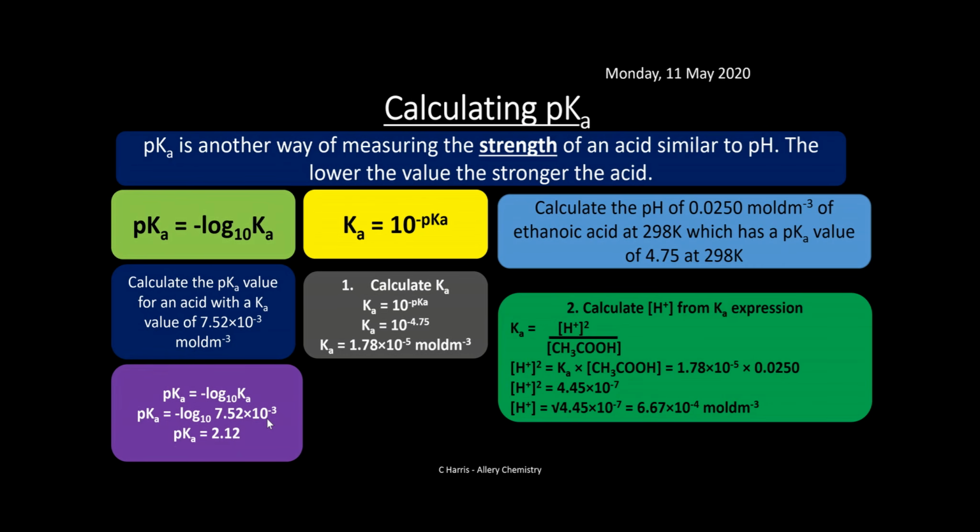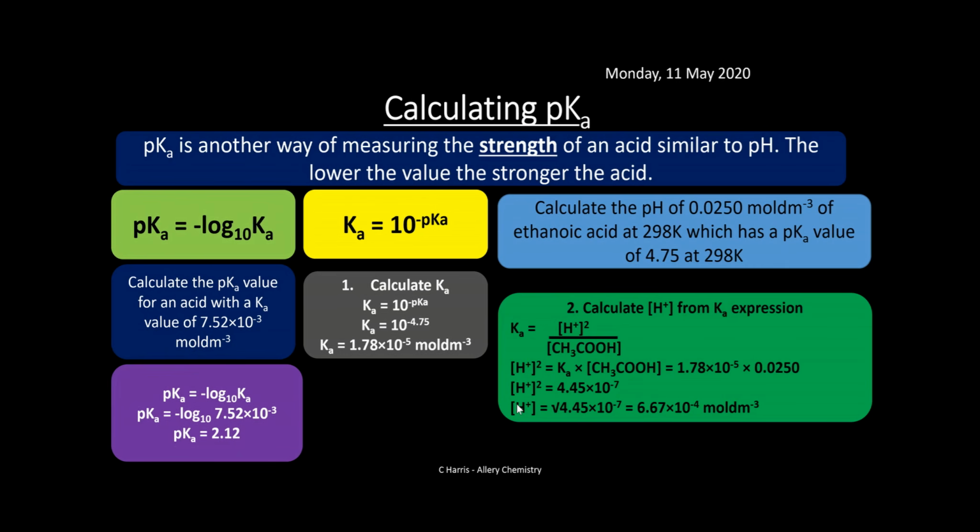So then we need to calculate the H plus from the Ka expression. Remember, Ka is H plus squared divided by your ethanoic acid in this example. So H plus squared equals Ka times your acid concentration, which is these figures here. H plus squared is 4.45 times 10 to the minus 7, and then obviously we've got a squared value there. So to work out the concentration of H plus on its own, we need to take the square root of that figure we've just worked out. So that gets us 6.67 times 10 to the minus 4 moles per dm cubed.